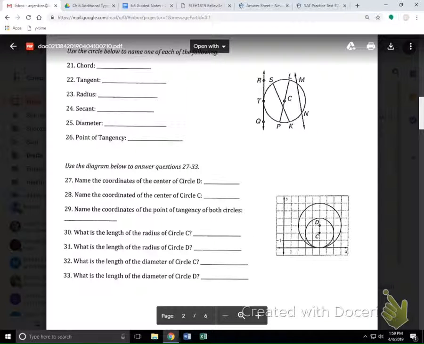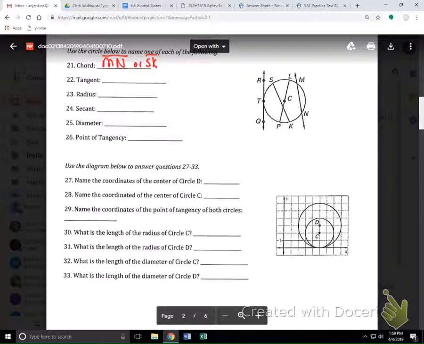Okay, so our first one. There are at least two answers for this one. Which one of these is a chord? So MN as a segment is indeed a chord, but it has to be as a segment. So MN, put the line on top to represent the segment. You could have also picked SK. That would be another good choice.